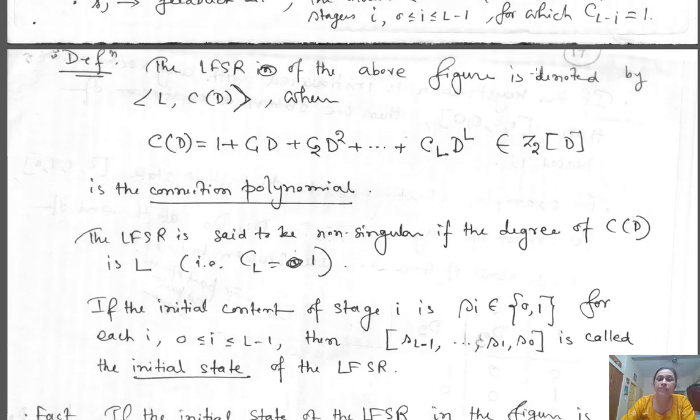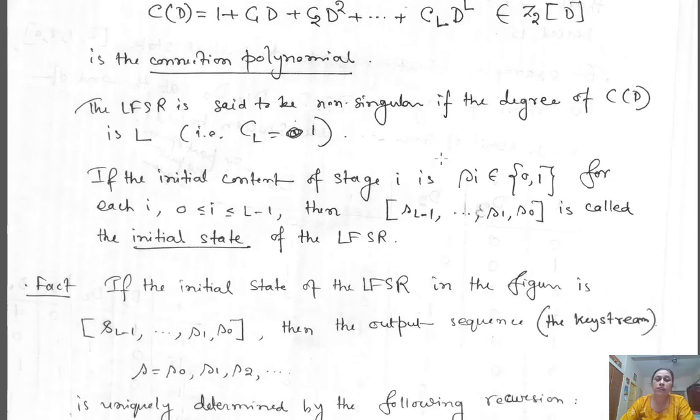So an LFSR is specified by its length and its connection polynomial. If it is a non-singular LFSR, the connection polynomial should have degree L. That means CL is not equal to 0, it is 1. And what is the initial state of the LFSR? The initial content of the L registers in the LFSR is called the initial state of the LFSR.